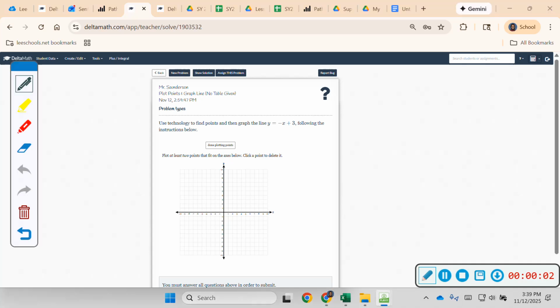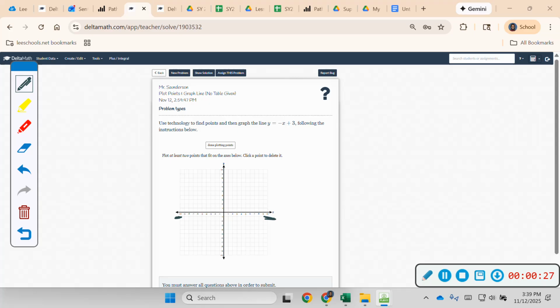Unit 4, linear and absolute value functions, question number 2. So question number 2 wants us to find the points and then graph the line y equals negative x plus 3 following the instructions below. So what you're going to do, guys, is graph what this line is going to look like using x values. You're going to start with all the x values from the left and go all the way to the right.